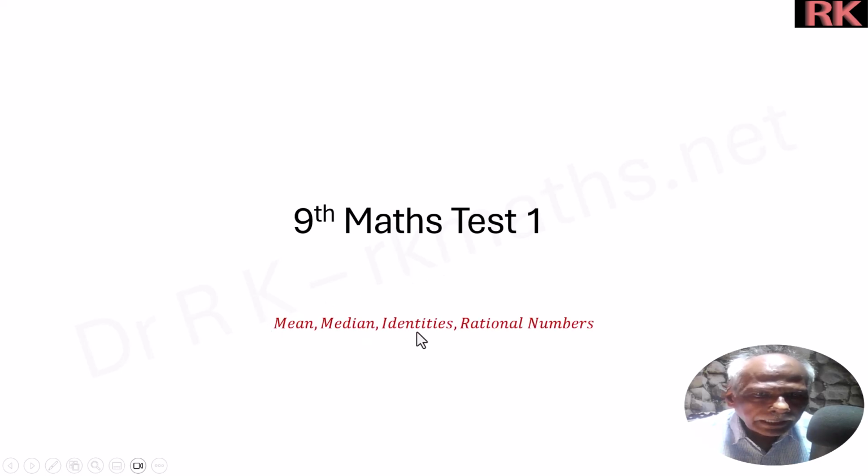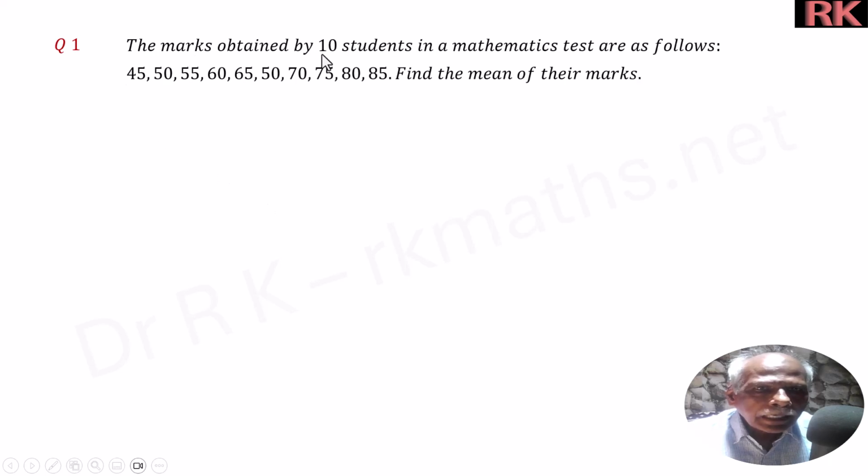Hi, now we are going to see ninth standard mathematics test 1 answers. The topics covered here are mean, median, identities and rational numbers. The marks obtained by 10 students in a mathematics test are as follows. The marks are given here. You will have to find out the mean of their marks.